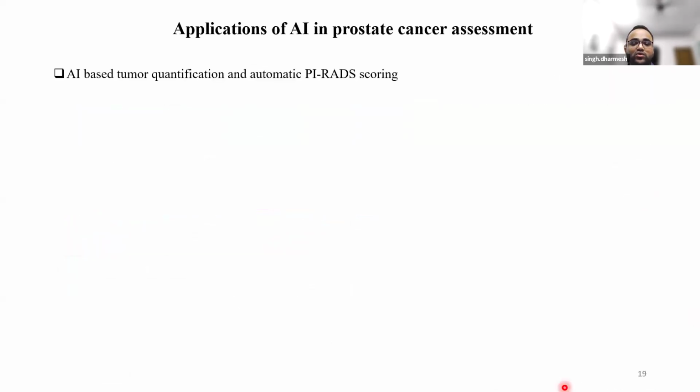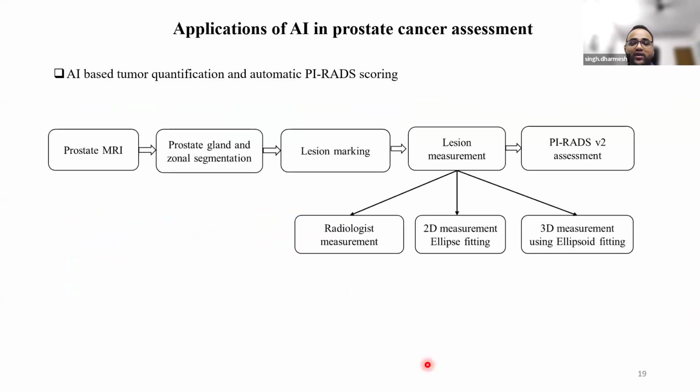Okay, so after that, AI-based segmentation has been done. AI-based classification has been done. Now we move to AI-based tumor quantification and automated PI-RADS scoring. So first, we have the prostate MRI. We have done prostate gland and zonal segmentation. We have done lesion marking. So now we have lesion measurement.